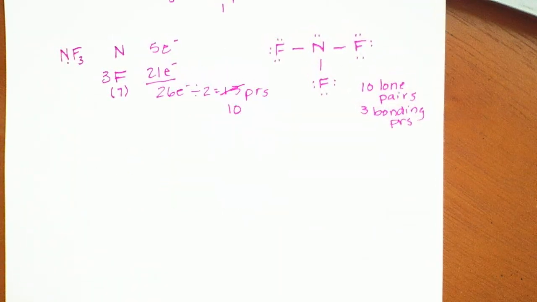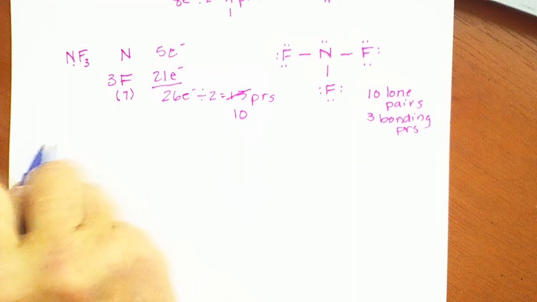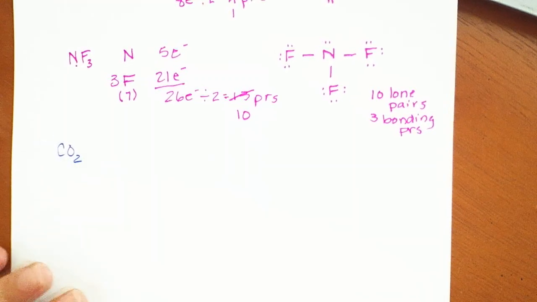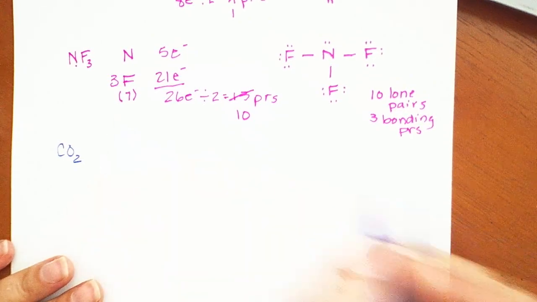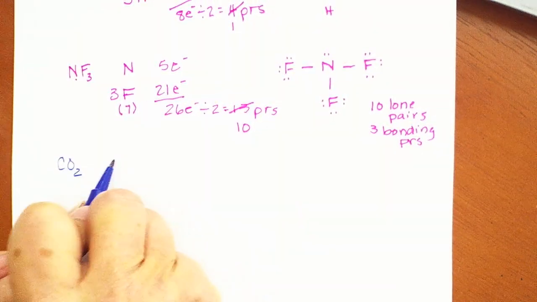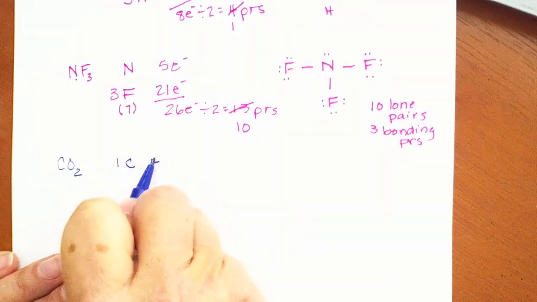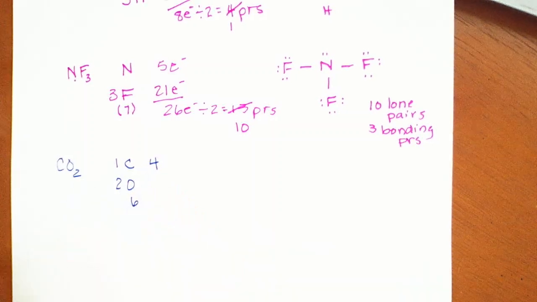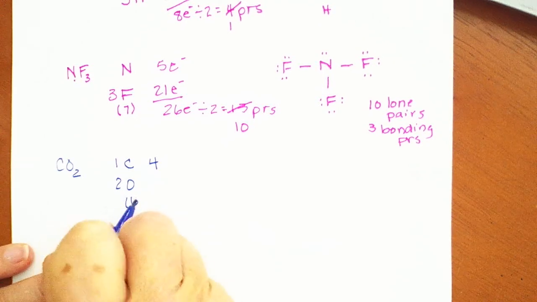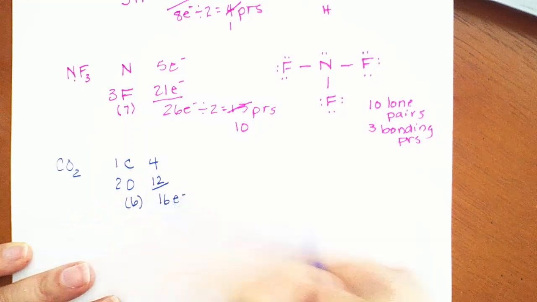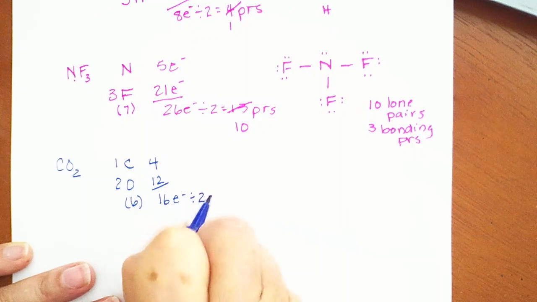Okay, next we're going to look at carbon dioxide. Carbon dioxide, 2 nonmetals, right? So this is a covalent compound, so are these, right? So I have 1 carbon, which has 4, and 2 oxygens. Both oxygens have 6 each. If you don't know, count across from the left to 6, right? So that's a total of 12, which gives me a total of 16 electrons. Divided by 2 equals 8 pairs.